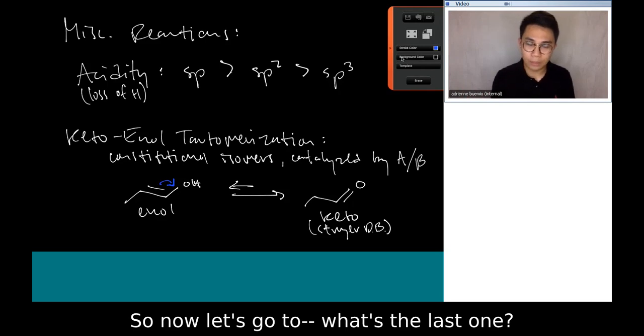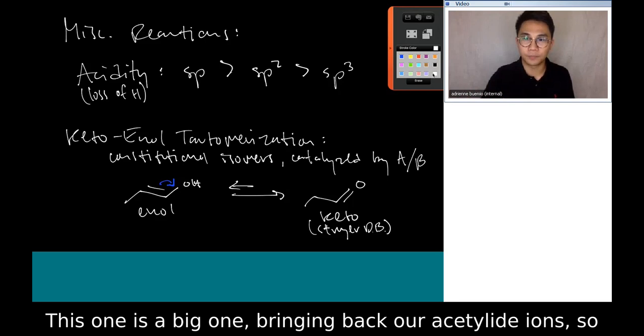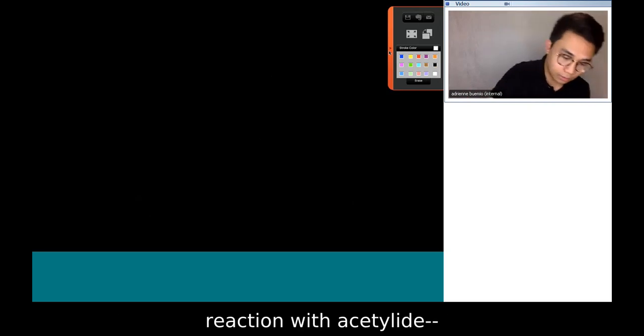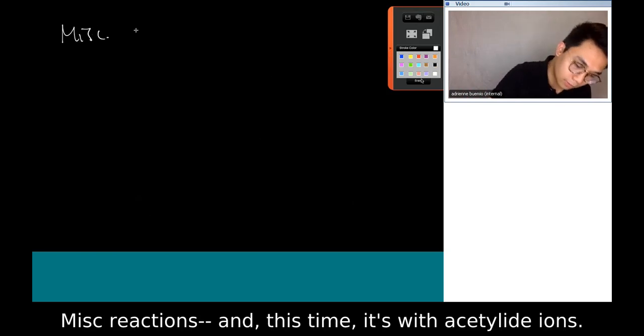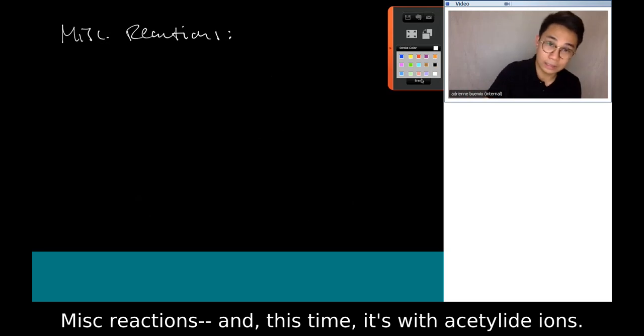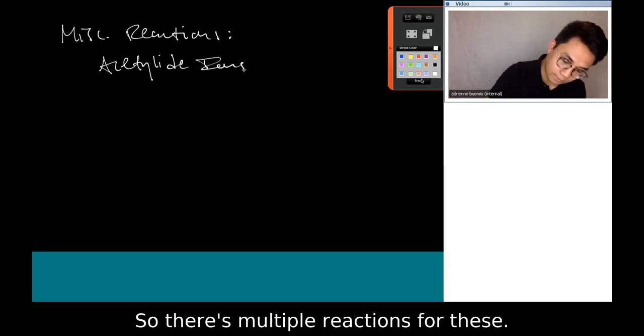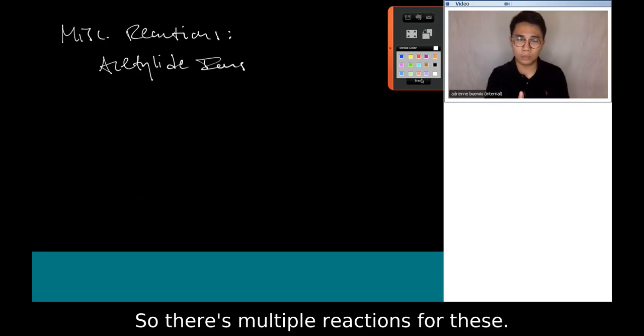So now let's go to the last one. This one's a big one. Bringing back our acetylide ions. So, reaction with acetylide. Oh, hold on, sorry. Miscellaneous reactions, and this time it's with acetylide ions. There are multiple reactions for these.